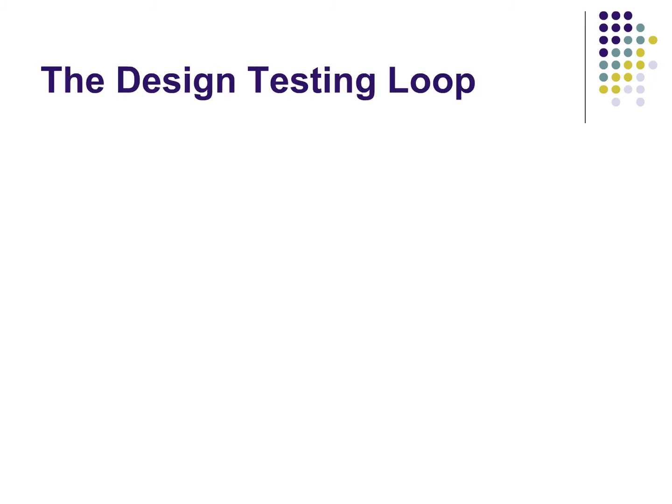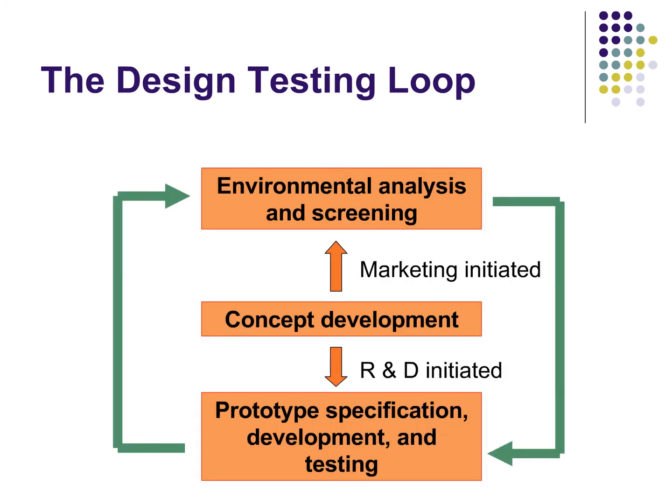Now, the design testing loop looks like this. It has two parts: the marketing part and the R&D engineering part. When the new product concept is defined, that's in the center, the concept already developed, then marketing will initiate the analysis and screening from the environment, getting it to the market to see how the market responds to it, what they like and dislike, and screen out those not so well designed products.